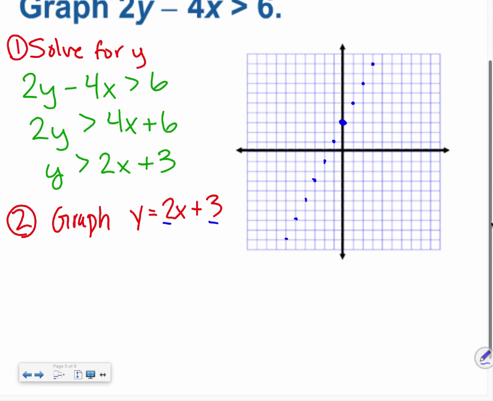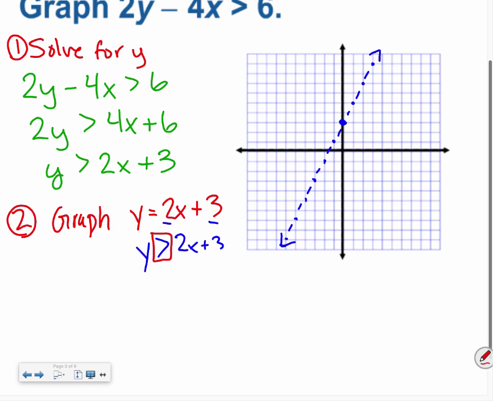I look back and I say that y is greater than 2x plus 3. Since it is a greater than symbol, there's no or equal to. That means we're going to do a dotted line or a dashed line. Okay, so that's what my graph should look like so far.